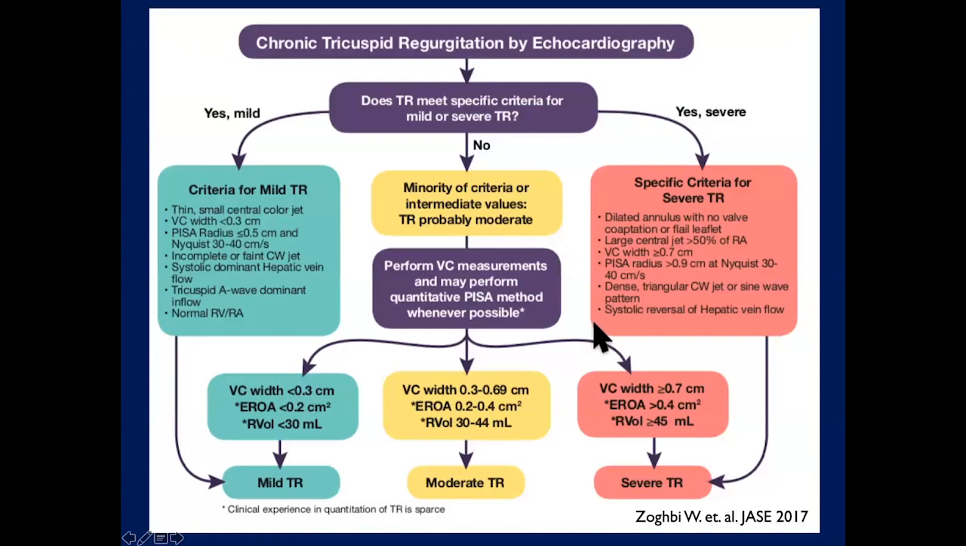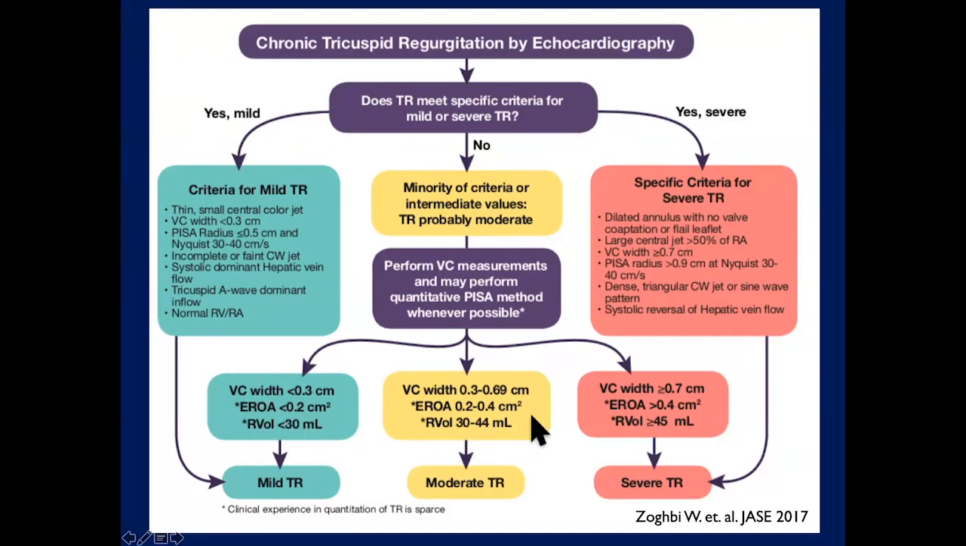So this is the simplified flow diagram put out by the ASE valvular regurgitation guidelines to help standardize the assessment of tricuspid regurgitation. So if you can fit your patient into mild tricuspid regurgitation or severe tricuspid regurgitation, these are the relatively easier categories to fit the patient into. However, if you don't fit into these categories based on your vena contracta width, your PISA radius, your CW Doppler jet, the hepatic vein flow, then you need to make these specific measurements.